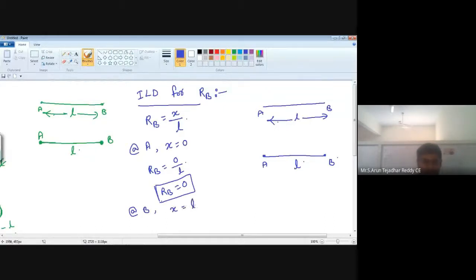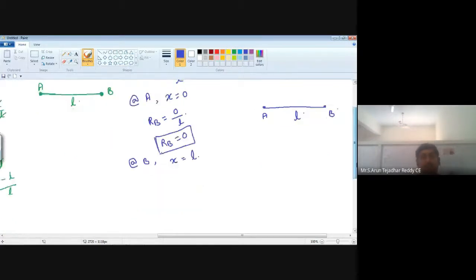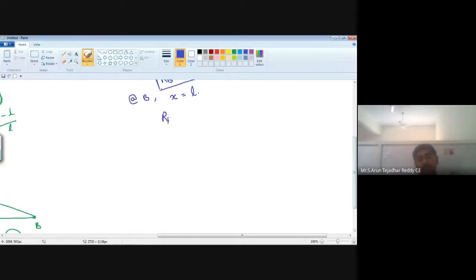L. Now x equal to L value, substitute in the RB equation. RB is x by L. Generally your RB is x by L, but in place of x just substitute L, then it is L by L. So RB is equal to L by L means L cancels, it's a 1. Where do you get this 1 value? At point B.